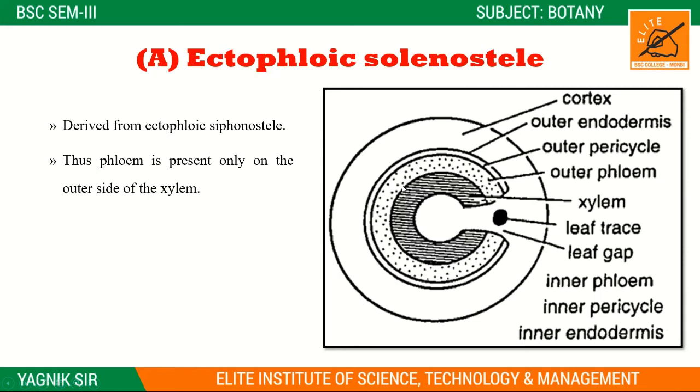This is the ectophloic solenostele, and the other rings are similar, right? Here the outer side is the cortex, then the endodermis, then the pericycle, then the outer phloem, right? And then the xylem.